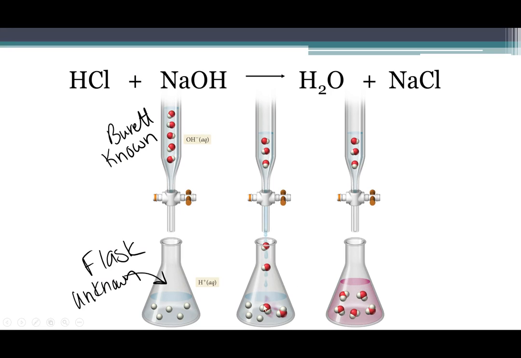So what we would do is we would open this up and close it, open it and close it, open it and close it until we see that solution. The moment that solution turns pink, boom, we shut our experiment down. We close it up, we're done.